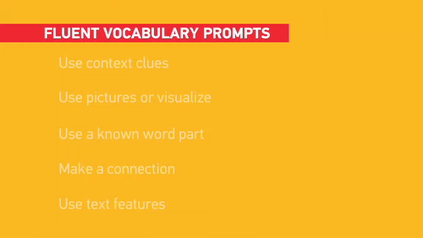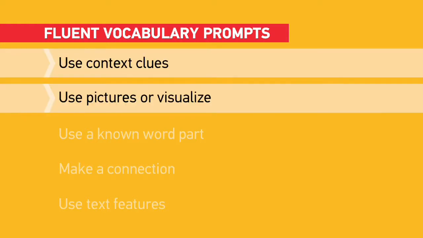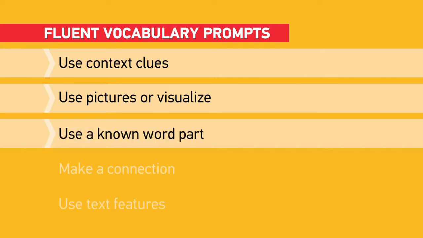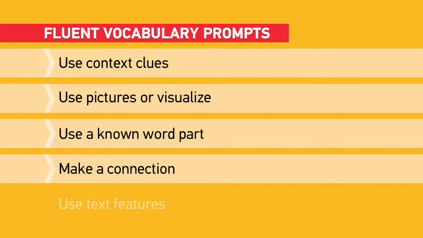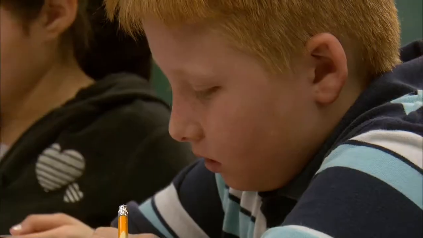When prompting fluent readers to think about vocabulary strategies, remind them to reread and look for clues in the text, check the picture or visualize the sentence, use a known part of a word, make a connection to similar words, and use text features such as the glossary.